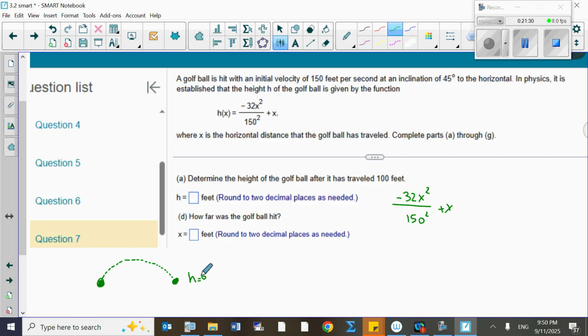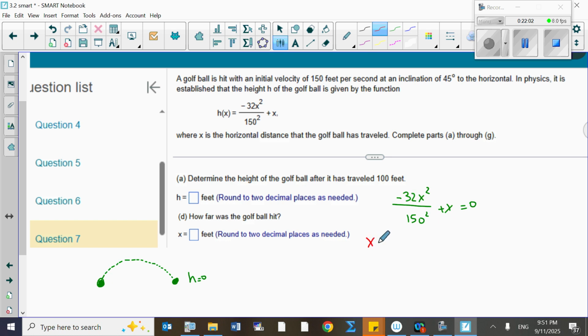So this is the y value. In order to find what is the x when height is equal to 0, I'm just going to set this equation equal to 0, and then look for x. So solve this for x. In order to solve this for x, I see that I have one term which is this negative 32 over 150 squared times x squared plus x. So two terms. They both are divisible by x.